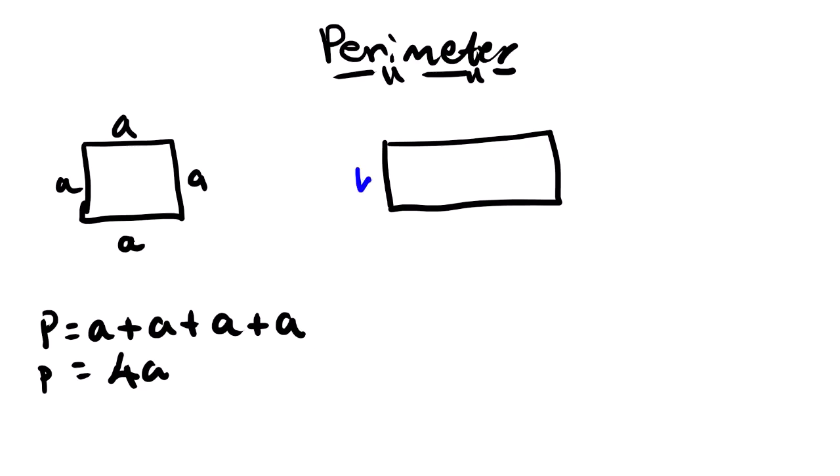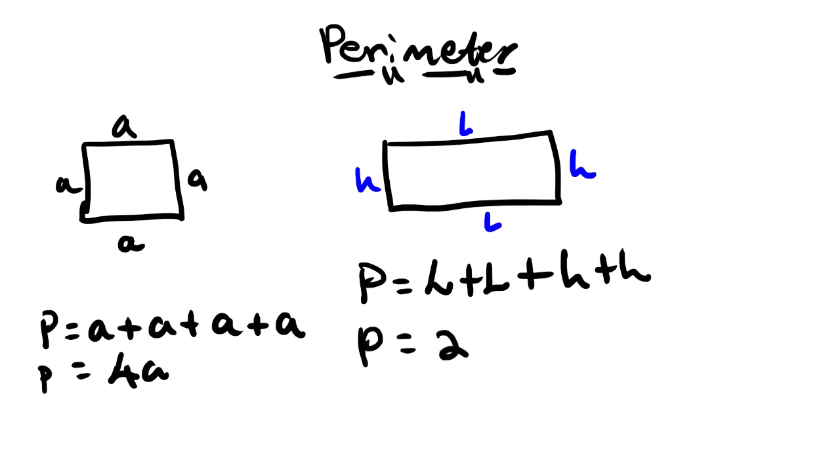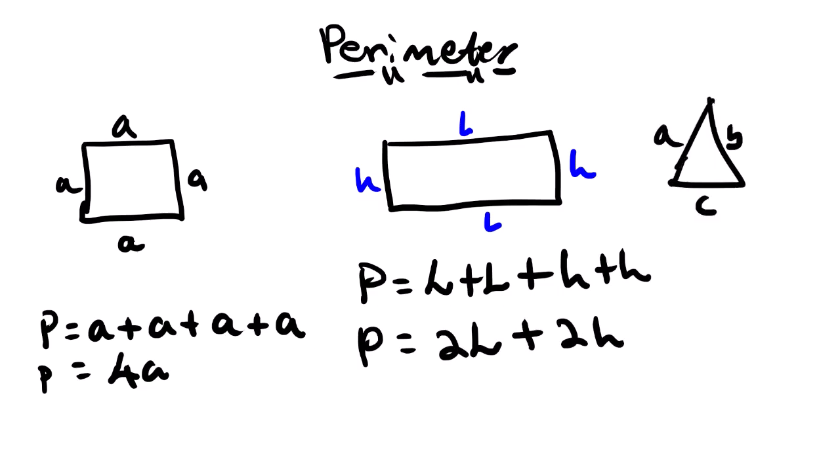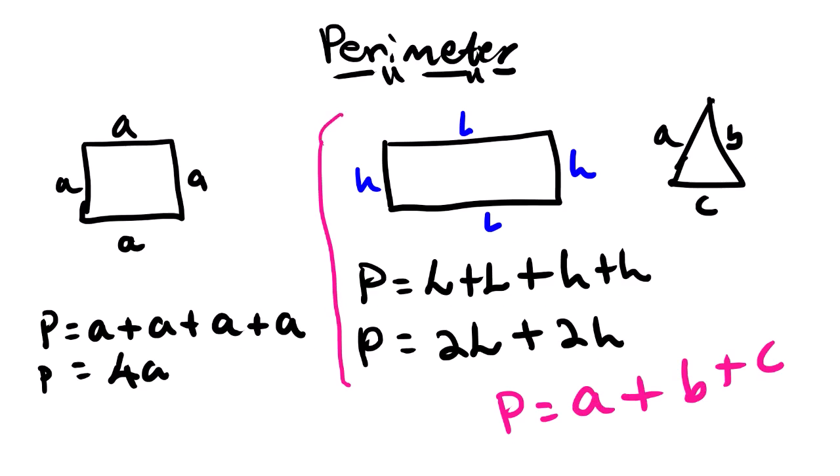For the rectangle, we have the height and the length. We know the properties of a rectangle: opposite sides are the same. So this will be the length, this will be the height. So the perimeter will be the length plus height, which will give us 2 length plus 2 heights. And for a triangle, let's say we have sides A, B, C, the perimeter will be A plus B plus C. But what is important for today is the rectangle, so this is the equation to calculate the perimeter.